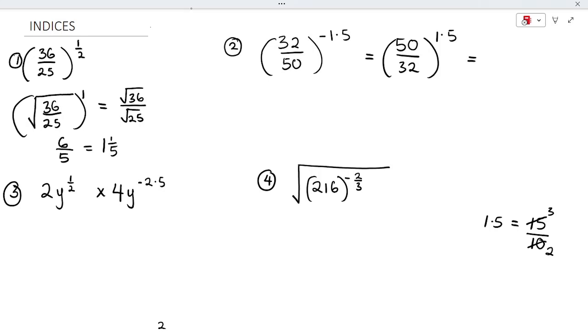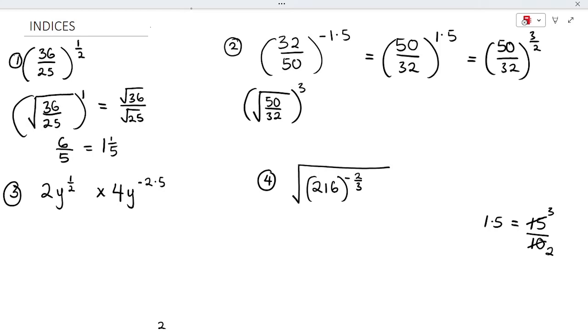So we simply can write this now as 50 over 32 raised to the power of 3 over 2. Now it is exactly like our fractional index. What do we do? The denominator becomes a root. That means the 2 becomes a square root. And then the numerator remains a power. So we are simply going to have the square root of 50 over 32 raised to the power of the numerator, which is 3.